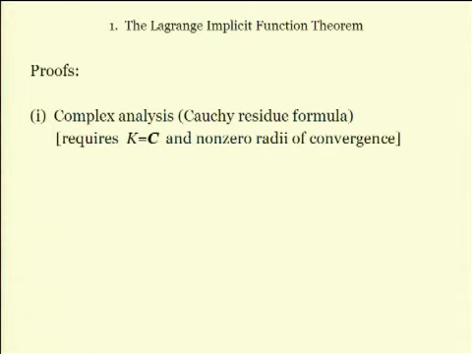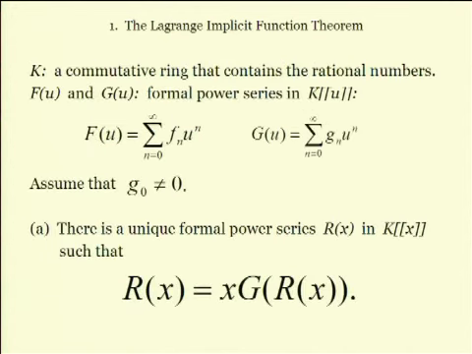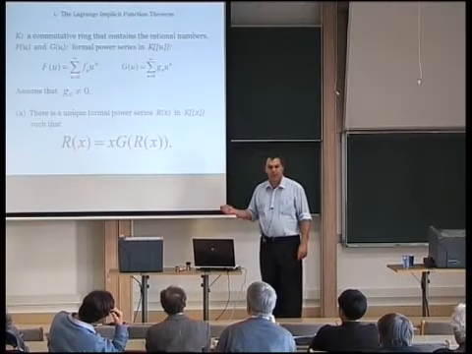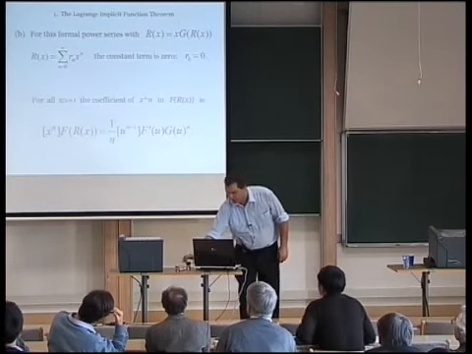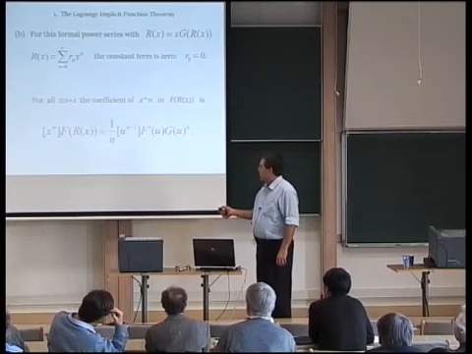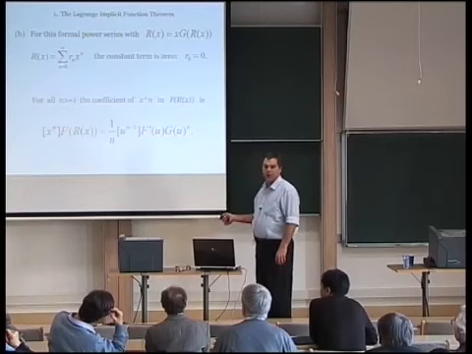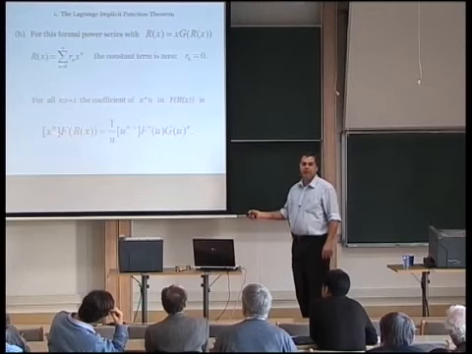Oh, of course. There was no F in the statement. Oh, yes. I should have made that clear. In part A, the power series F is irrelevant. This power series R is implicitly defined by the power series G. But in part B, this is telling me the coefficient of x to the n in this function of R. So it's just some extra flexibility in what you can understand using part B.